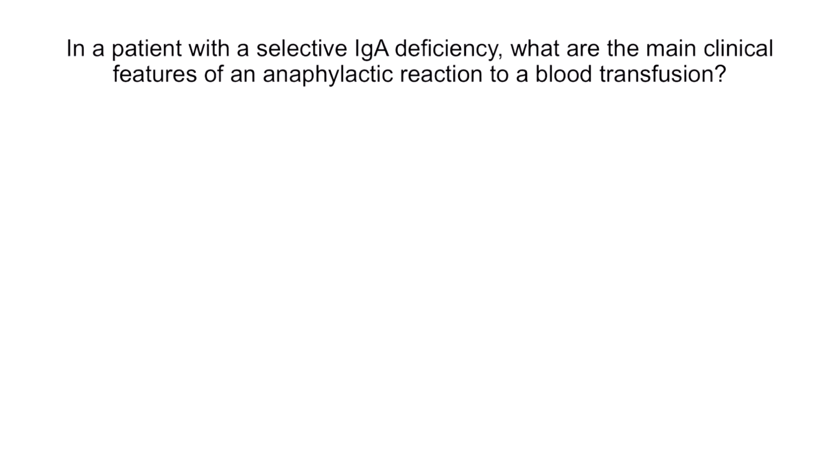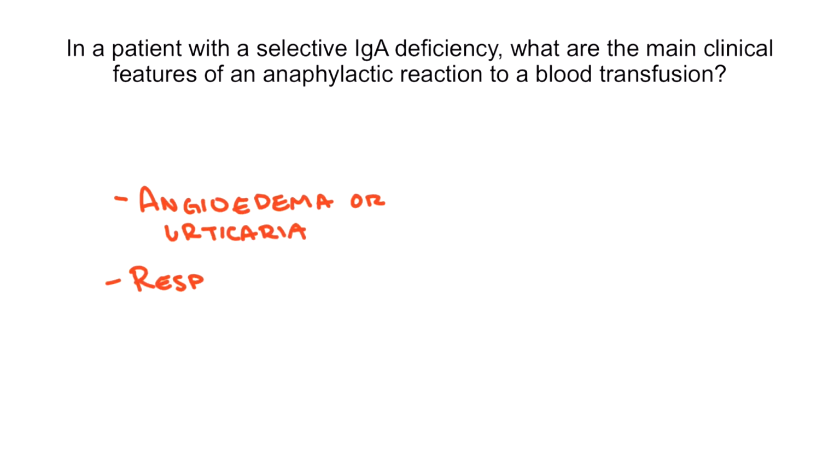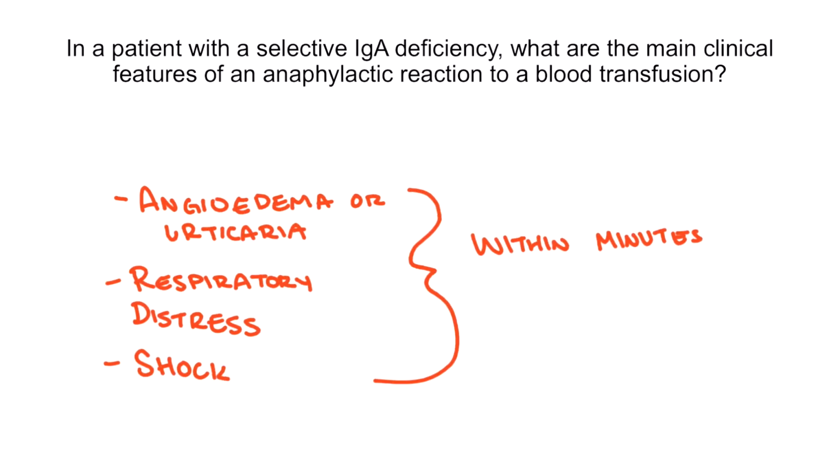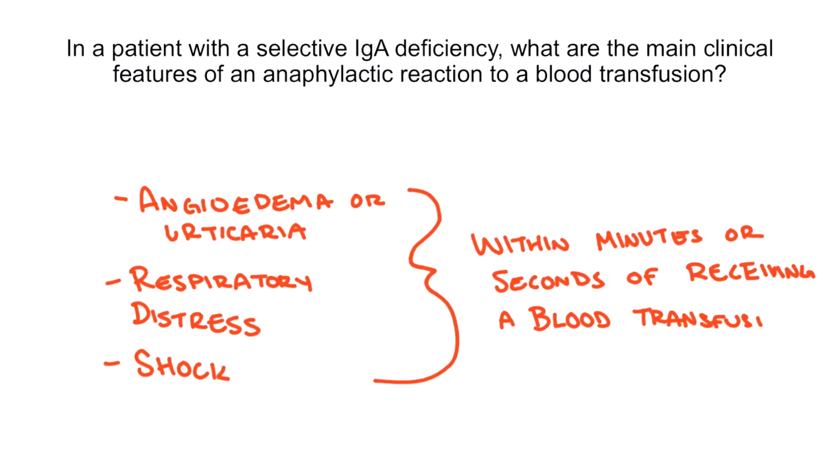In a patient with selective IgA deficiency, what are the main clinical features of an anaphylactic reaction to a blood transfusion? Since patients with selective IgA deficiency are at high risk of anaphylaxis following a blood transfusion, it is important to review the main clinical features that would suggest this diagnosis. Suspect anaphylaxis if patients rapidly develop angioedema or urticaria, respiratory distress, and shock within seconds to minutes of receiving a blood transfusion.